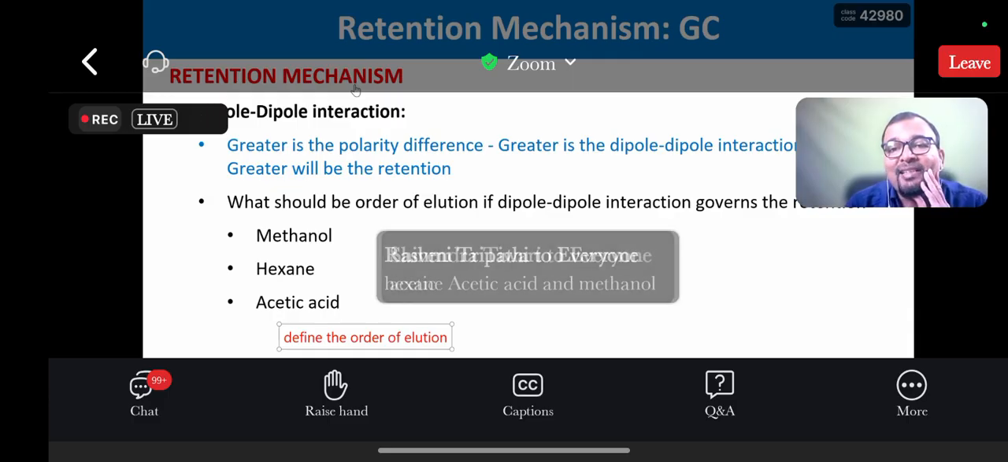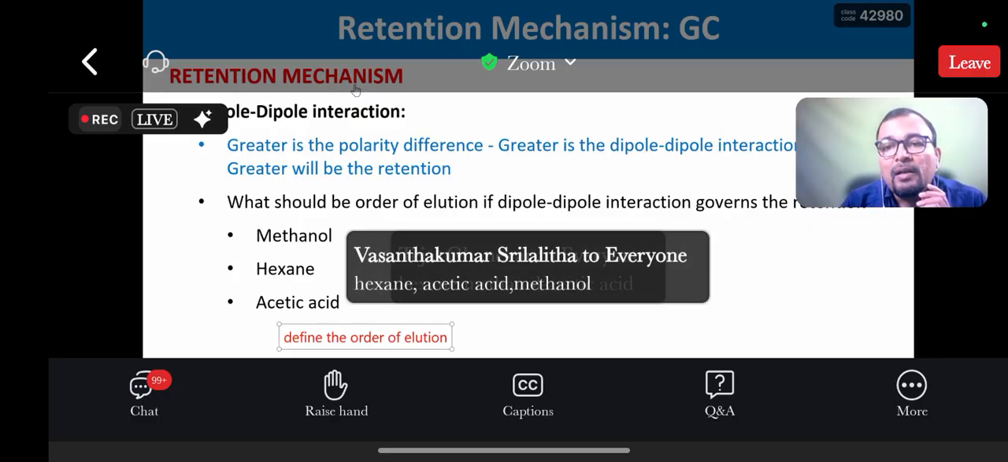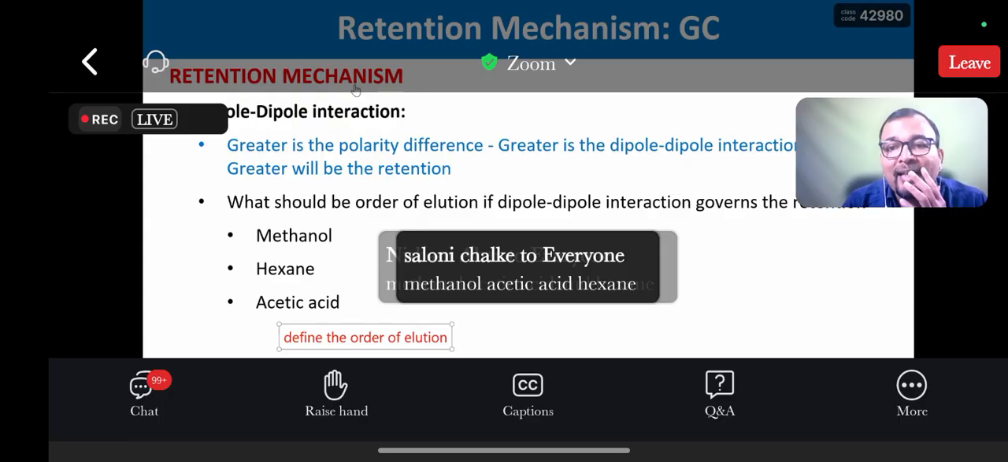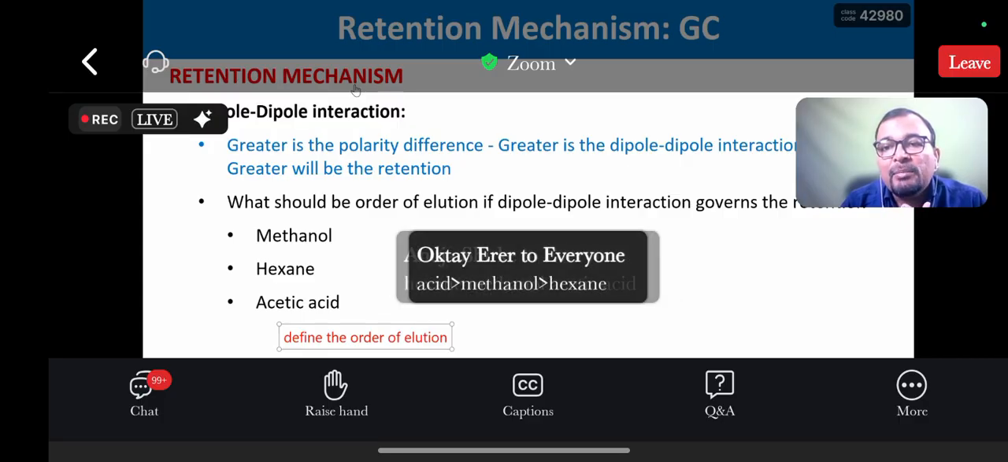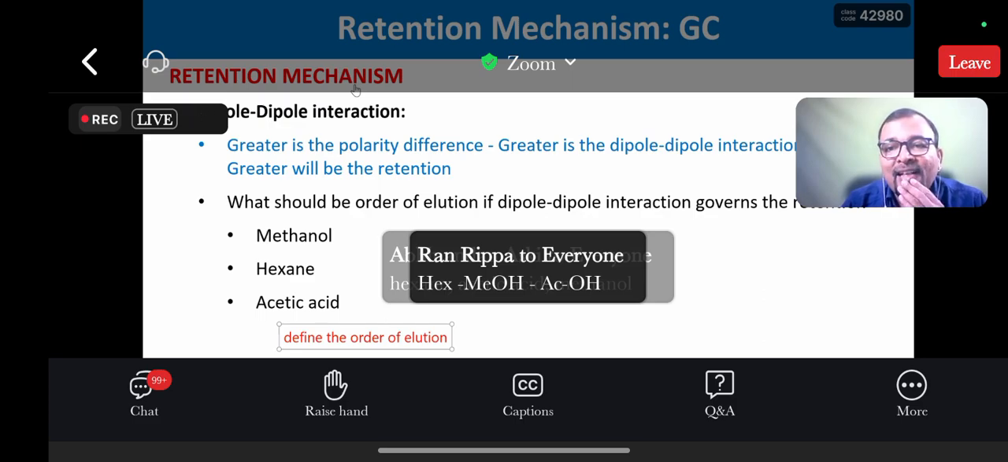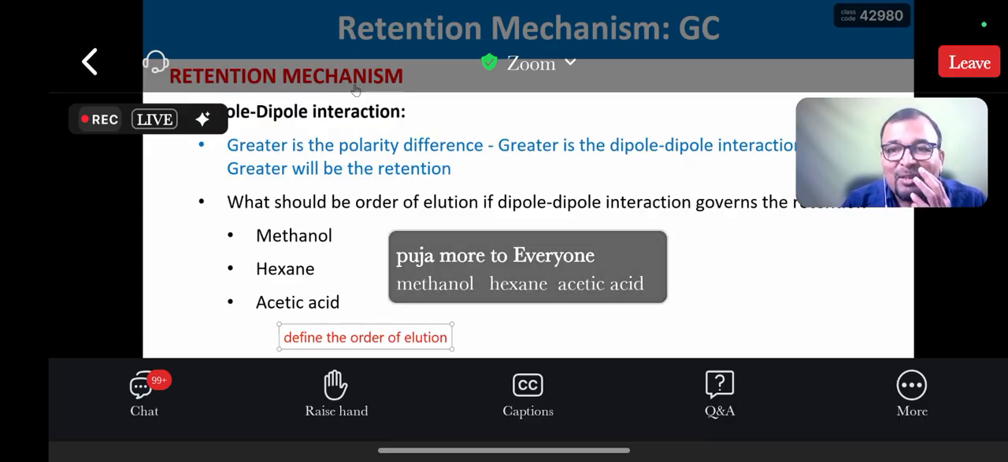Hexane, methanol, acetic acid, Gajanan says. Rashmi says hexane, acetic acid, and methanol, I guess. Shivendra says acetic. Gopi says methanol, hexane, acetic acid. Mohit says methanol, hexane, acetic acid. Kiran says methanol, acetic acid, and hexane. Bharat Bhai says hexane, methanol, and acetic acid. Tejal says hexane, methanol, acetic acid. So which one is correct? There are a lot of responses, but most of them are hexane, acetic acid, and methanol.